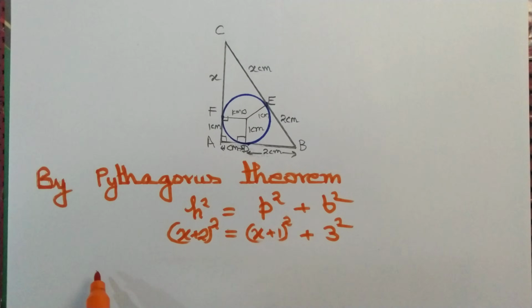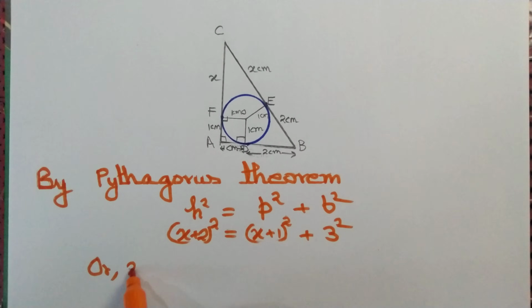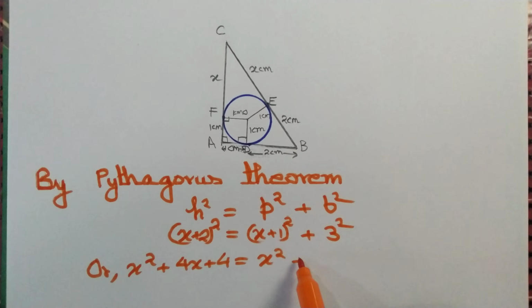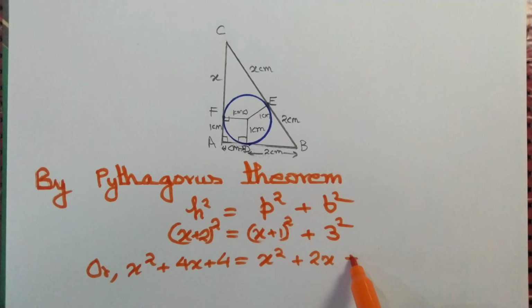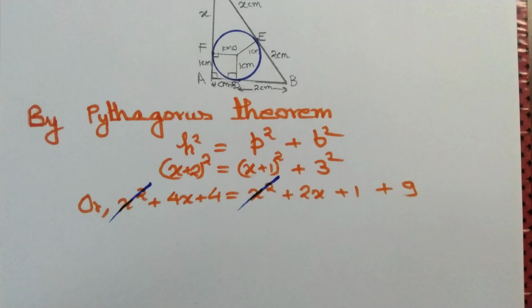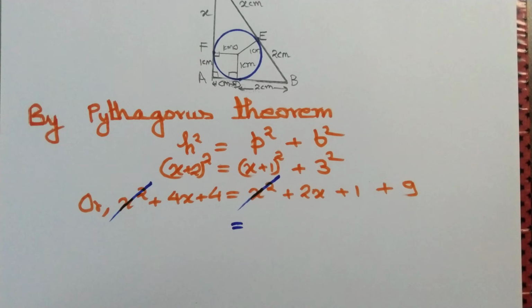Of course, yes. We simply know that (x plus 2) whole square equals x square plus 4x plus 4, whereas (x plus 1) whole square equals x square plus 2x plus 1. 3 square is 9. We can cancel x square from the left hand side as well as the right hand side. 9 plus 1 we get 10. 10 minus 4 is just 6.